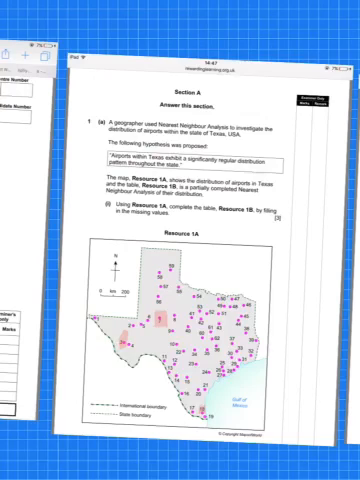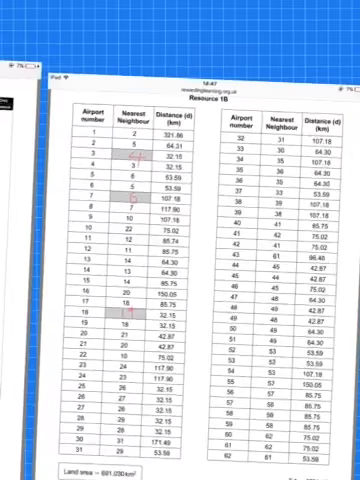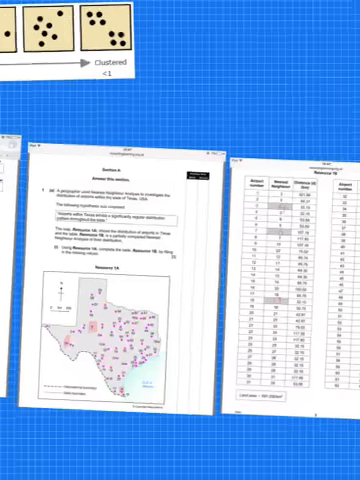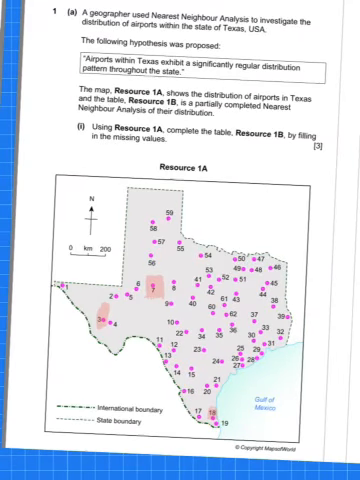Okay, so the first part of this exam question is actually really easy. What you have to do is fill in the table on this page, and find the nearest neighbour for airport number 3, airport number 7, and airport number 18. And this is really simple. All you have to do is look at the map and find the airport, so the dot, that's located closest to number 3, 7, and 18. And I've done that, so the nearest neighbour for number 3 is airport number 4, for number 7 it's number 6, and for number 18 it's number 19.